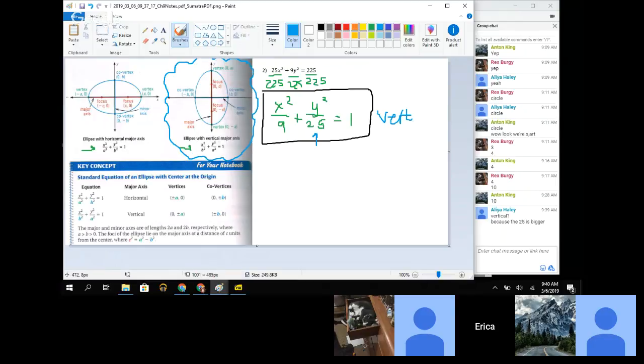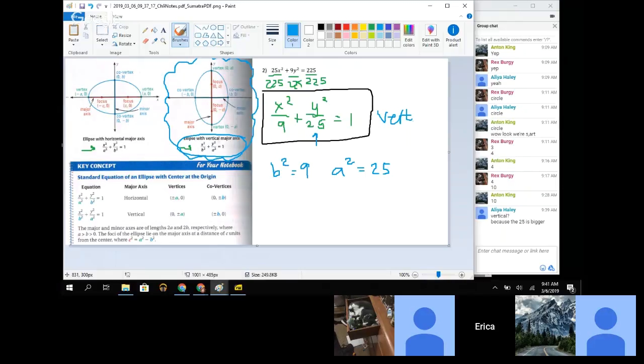So once we know that, and we know that this is the general equation for a vertical ellipse, now we can assign some values. So we know that whatever is under x squared is b squared. So b squared equals 9, right? And a squared equals 25. So we've got that written out.